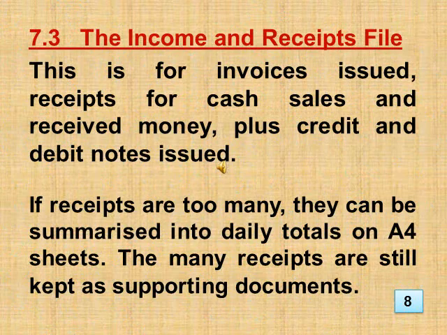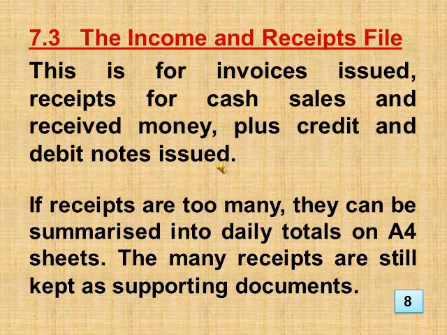Section 7.3. The income and receipts file. This is for invoices issued, receipts for cash sales and received money, plus credit and debit notes issued. If receipts are too many, they can be summarized into daily totals on A4 sheets. The many receipts are still kept as supporting documents.